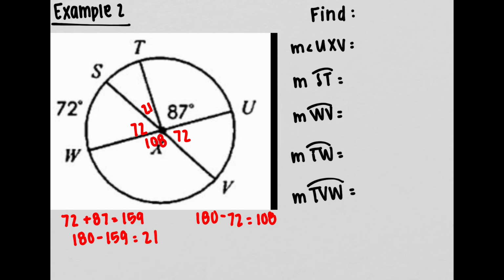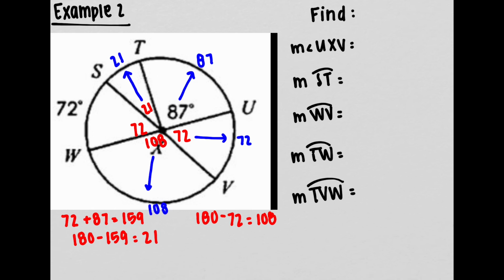I've found all my central angles, which also means that I found all of my arc measures. I'm going to label those as well. And just remember, they match each other. So this would be 21. Right here would be 87. This would be 72. And finally, this one would be 108.